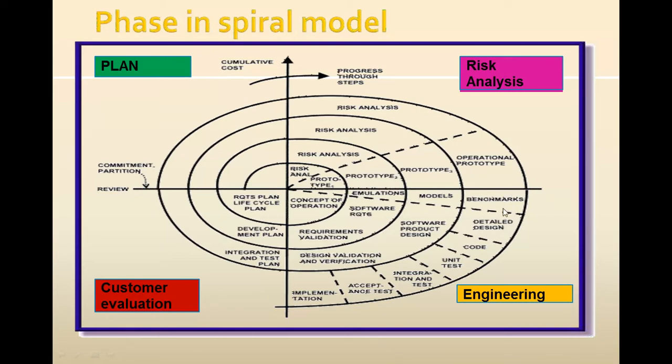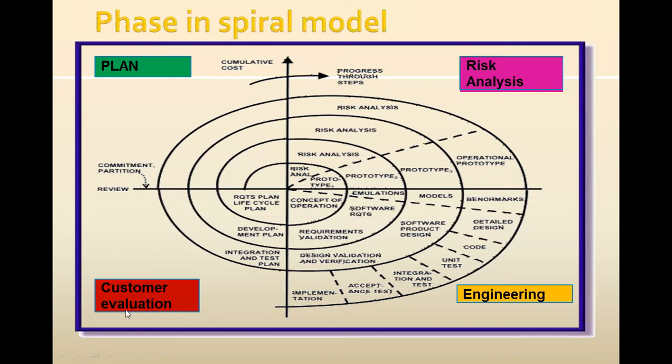In the benchmarks there are various things which are distributed, like detailed design, code, unit test, integration and testing, acceptance test, implementation phase. So in the first cycle, you can say the concept of operation should be clear in this engineering phase. After this rotation, in this phase you need to specify the software requirements and requirement validation. Then in the third phase, the software product design and design validation and verification.